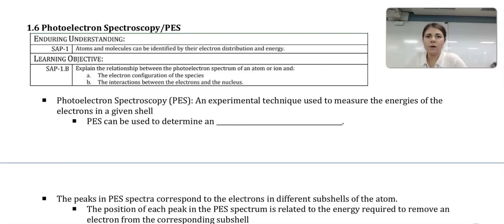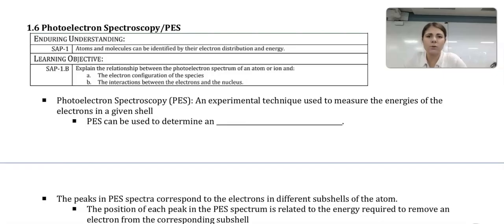In this video, we're going to be talking about Objective 1.6 called Photoelectron Spectroscopy, or PES. So the learning objective states: explain the relationship between the photoelectron spectrum of an atom or ion and its electron configuration for that species, and the interactions between the electron and the nucleus.